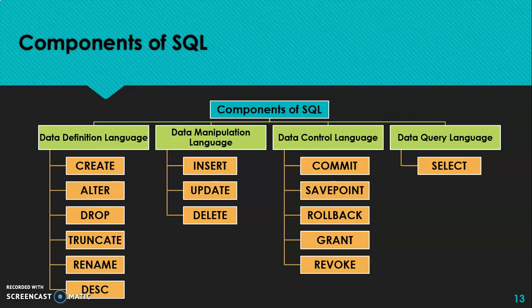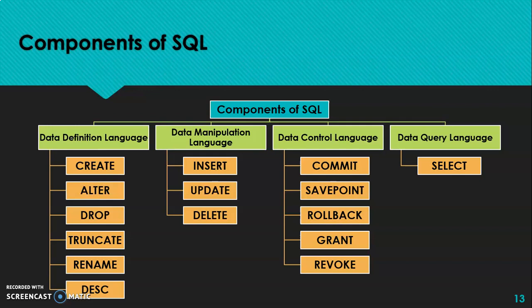As the name suggests, the data definition language is used for defining your database or your table, defining your structure, defining your schema. In this you can see we have six commands. First is create, which will help in creating a database. Second is alter. If you have already created but you need to make some changes in the structure of the database, then you have alter.